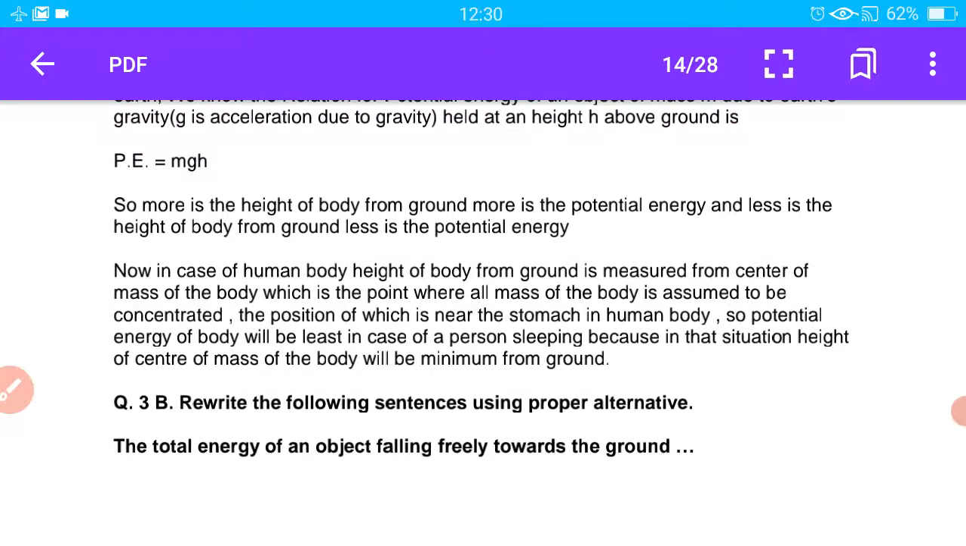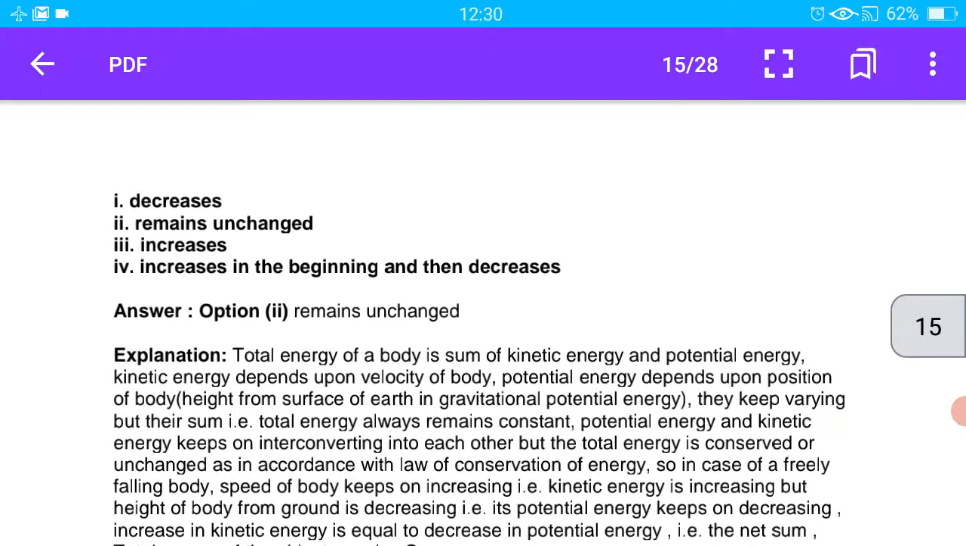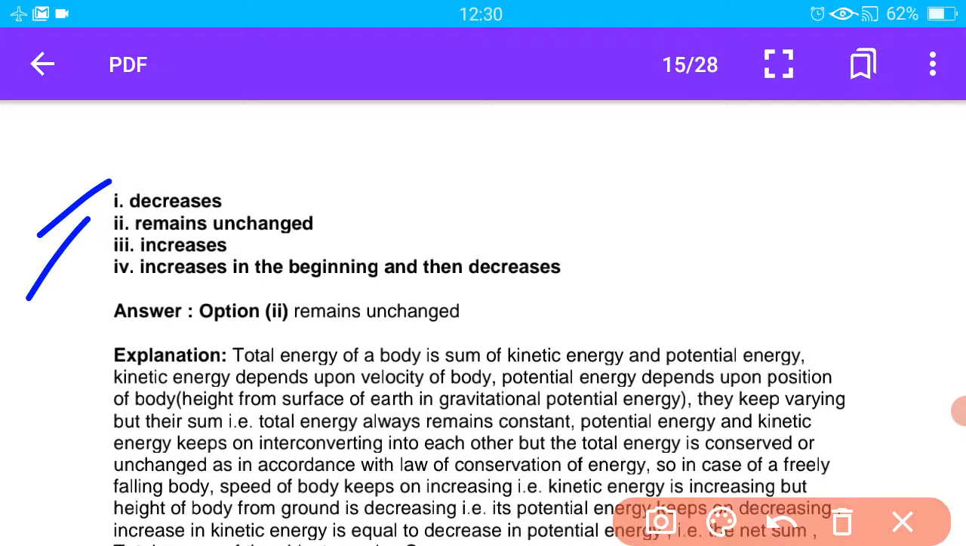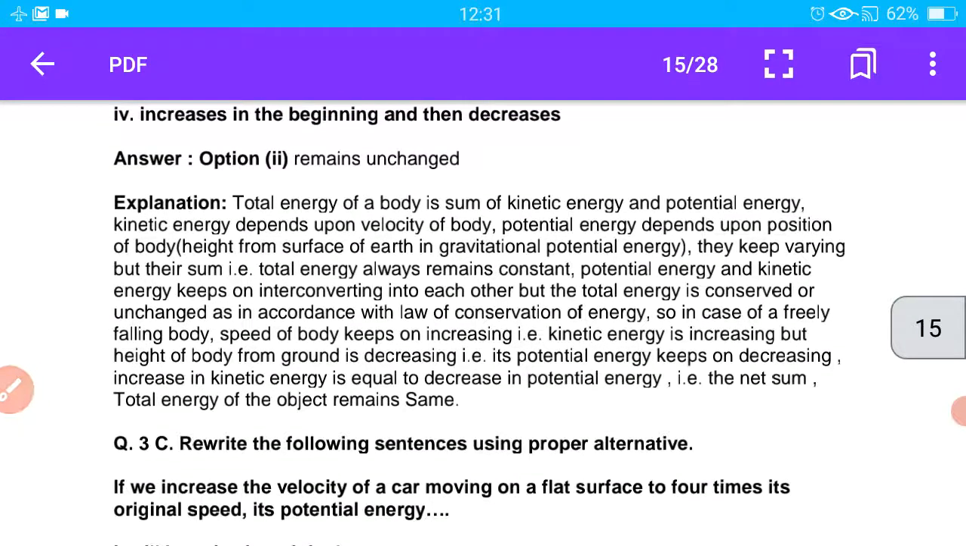And question number second: the total energy of an object falling freely towards the ground. Option 1, decreases; second, remains unchanged; 3, increases; or 4, increases in the beginning and then decreases. Which is right? Option second. Okay, remains unchanged. Option second is right. Okay. And explanation.